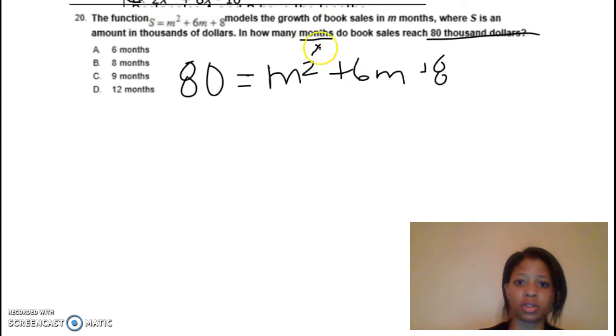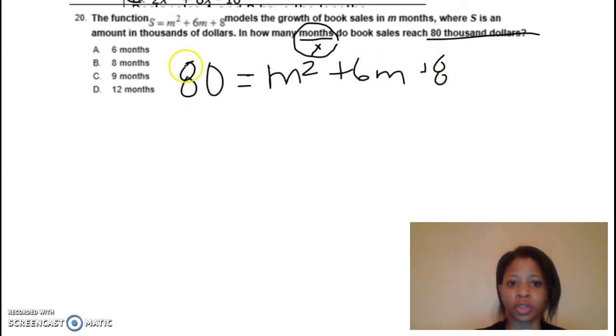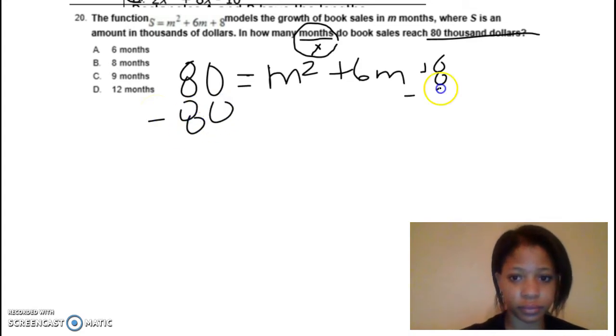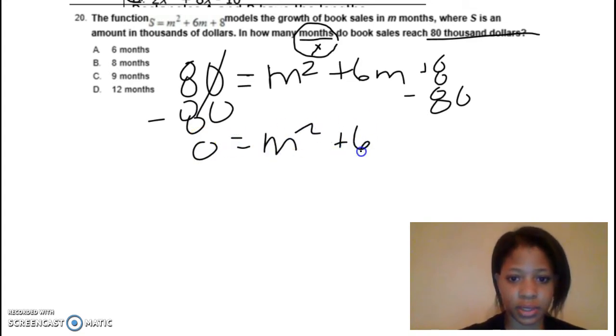So really, we're solving for x. So all we need to do is factor this. But before we can factor, I need to get everything on one side. So this 80 is on a different side. I need to move it with everyone else, right? So if this is a positive 80, I need to do the opposite. So I need to subtract 80 from both sides. This cancels out. So I have 0 equals m squared plus 6m.